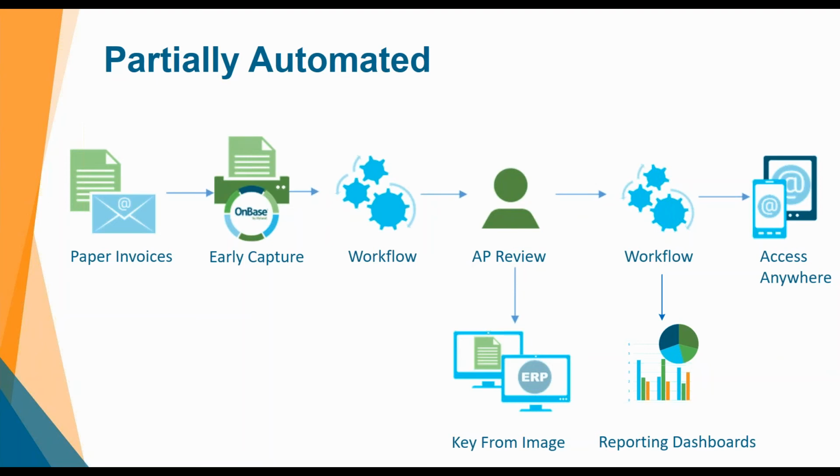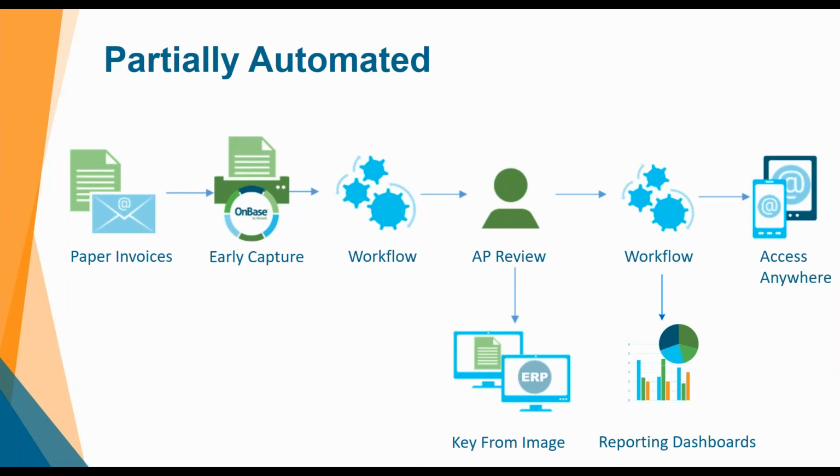And in this scenario, that AP reviewer is still going to manually enter information from that invoice, those key points that we talked about, such as invoice value or invoice date, that are going to help us route that around the organization. Once that information has been put into the system, the workflow engine can take that and route it on for approvals across the organization.